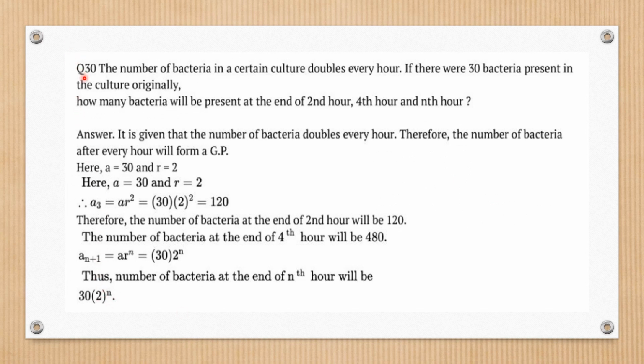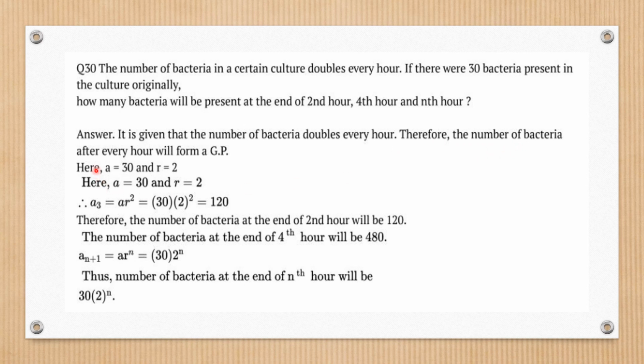Number 30 says the number of bacteria in a certain culture doubles every hour. If there are 30 bacteria present in the culture originally, how many bacteria will be present at the end of second hour, fourth hour and nth hour? Okay, you know there is some culture in which bacteria is growing at a speed that it doubles every hour. You have to tell if 30 bacteria were originally present, that means this situation is framing a GP.